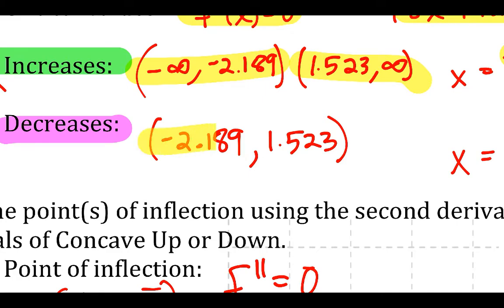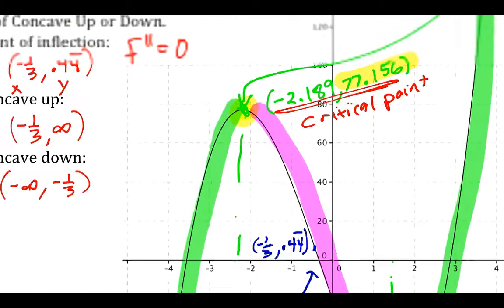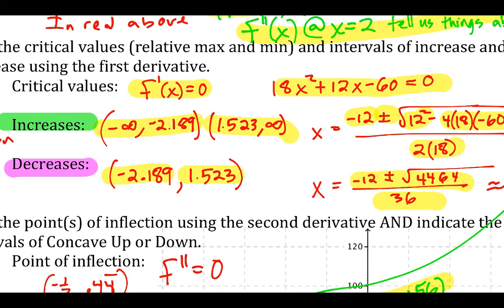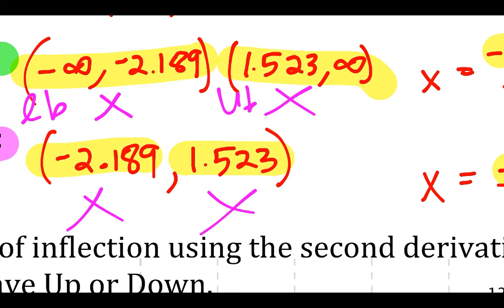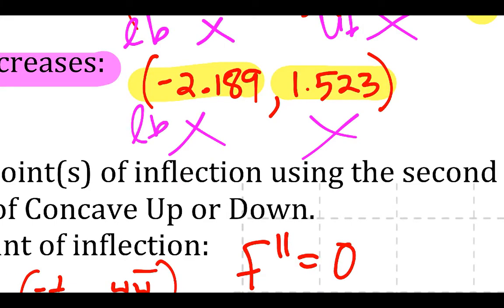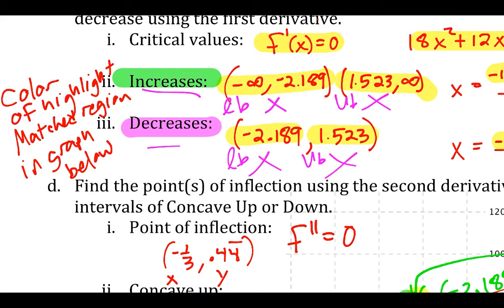Those are those two green regions you see in the graph below. It's decreasing in between the peak and valley, so -2.189 to 1.53. Interval notation says from the following x value. These are x values, remember, this is all about x. They're just giving you the lower bound and the upper bound of x. So I might put lower bound x and upper bound x, and over here is lower bound x and upper bound x. That's what an interval is all about. It's telling you the low and the high of the x value that indicates this behavior, increasing or decreasing.